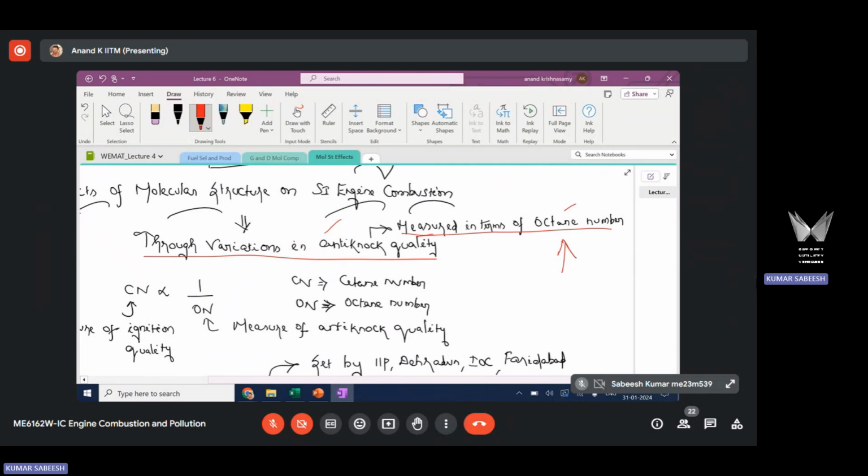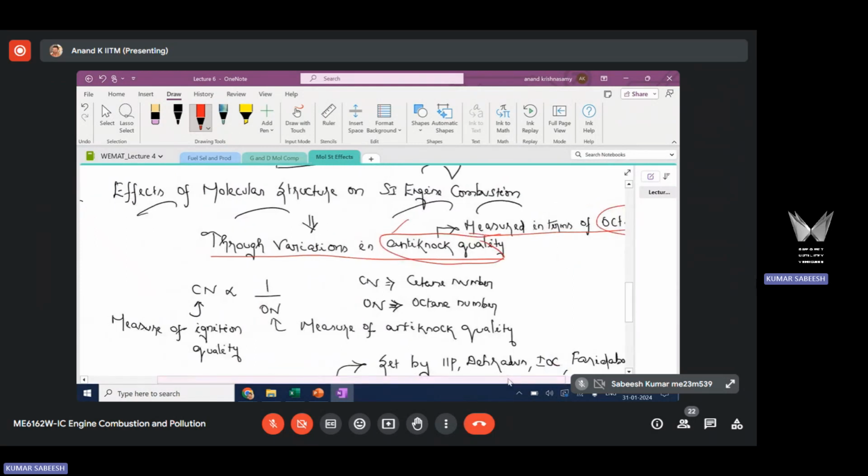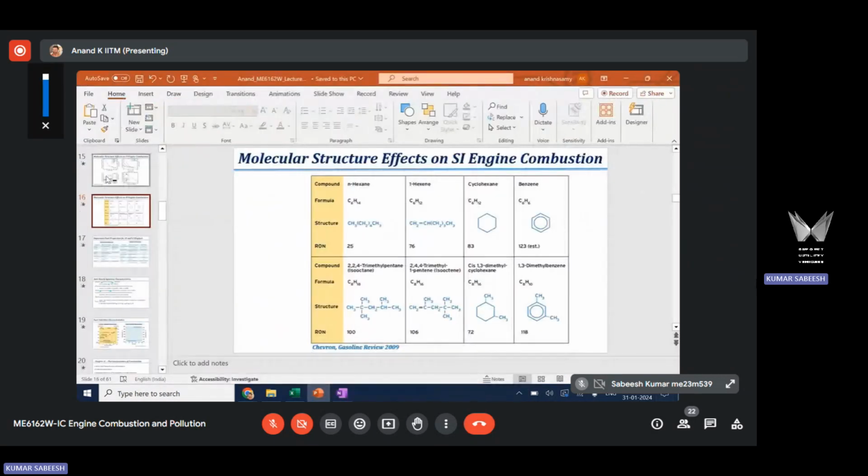That is defined in terms of antiknock quality, measured in terms of octane number. So I prefer to have fuel with a high octane number in order to have smoother engine combustion without any high combustion noise or engine damage. This is what I expect from the fuel, and this characteristic is significantly influenced by the molecular structure of the hydrocarbon. So we have discussed the 5 different hydrocarbon molecular structures.